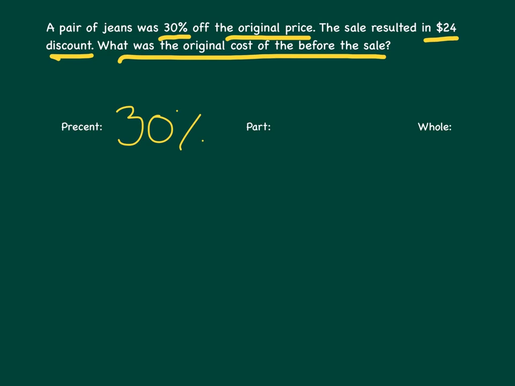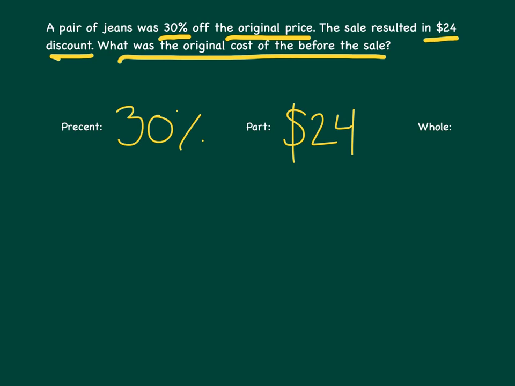Okay, so next we need to look at the part. For the part, in this particular problem, the sale resulted in a $24 discount. So we know we're getting $24 off the original price. That $24 would be the part. So we are going to write $24 for the part.